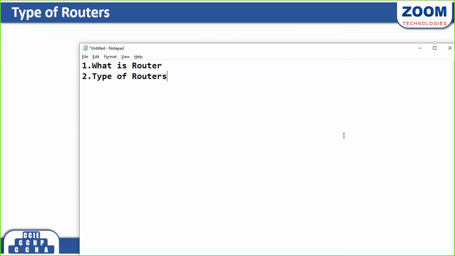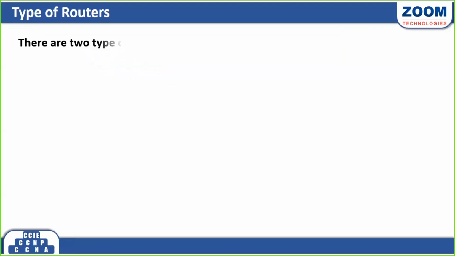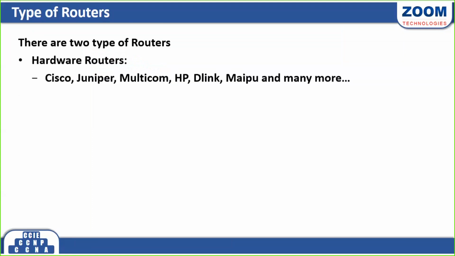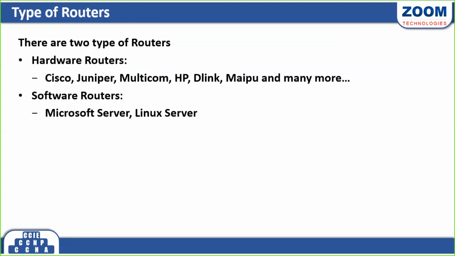Hardware routers. In hardware routers also we have different types of vendors like Juniper, Multicom, Maipu, D-Link, HP, many more. In the international market, the top leading manufacturer company is Cisco. So we are going to be learning about Cisco routers, hardware routers. Two types of routers, hardware and software. We don't work with the software routers. Just understand software routers are Microsoft server and Linux server. But hardware routers, many vendors. Like we are practicing on Cisco routers and switches.